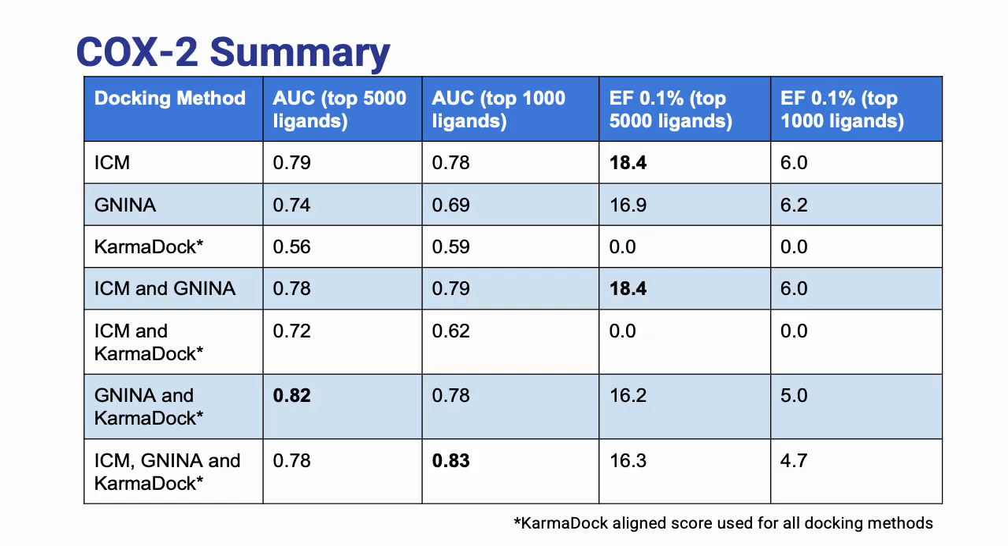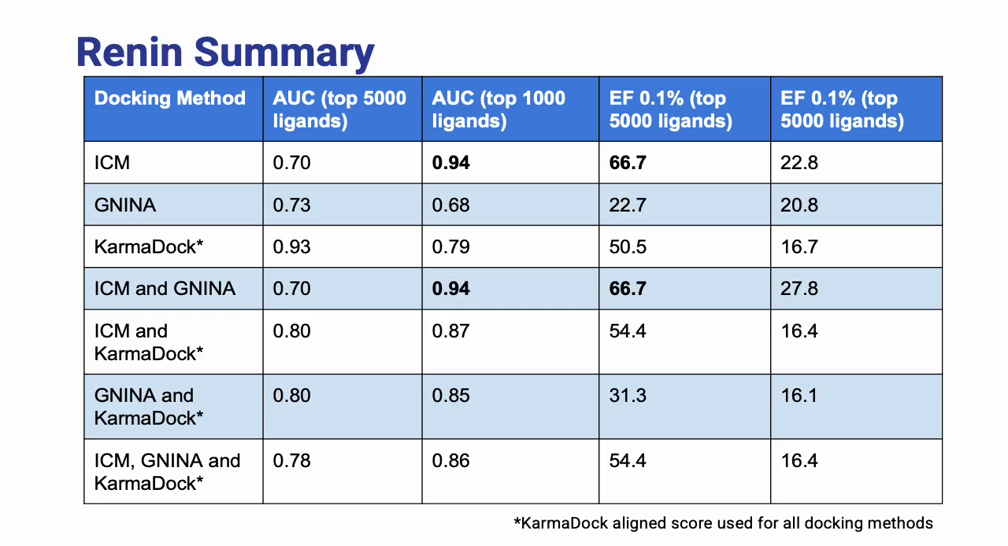In the case of COX-2, the ICM-Nina-Karma-Dock combination and Nina and Karma-Dock combination had the highest AUC values, suggesting the best overall performance in the discrimination between actives and decoys. ICM alone and ICM and Nina together achieved the highest EF values, suggesting slightly better identification of true actives, although enrichment still remained limited.